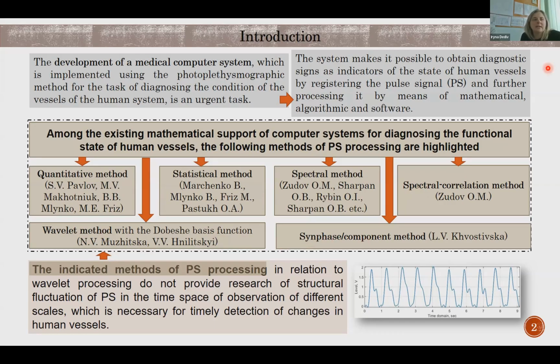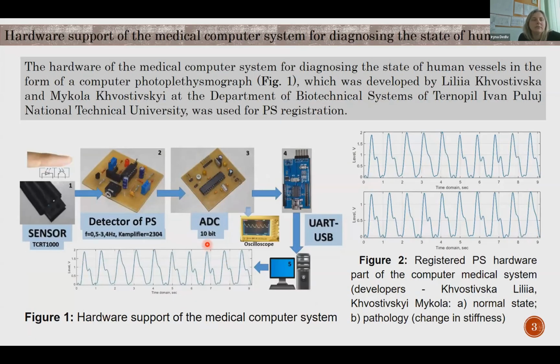The indicated methods of pulse signal processing, in relation to wavelet processing, do not provide research of structural fluctuation of the pulse signal in the time space of observation at different scales, which is necessary for timely detection of changes in human vessels.